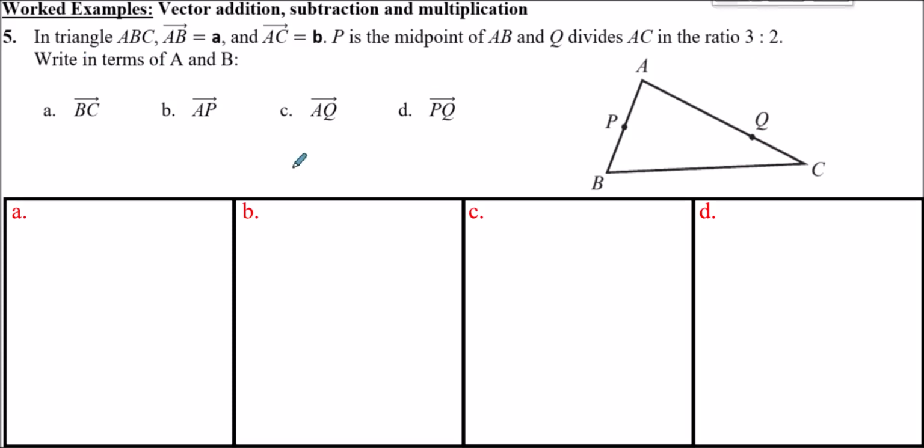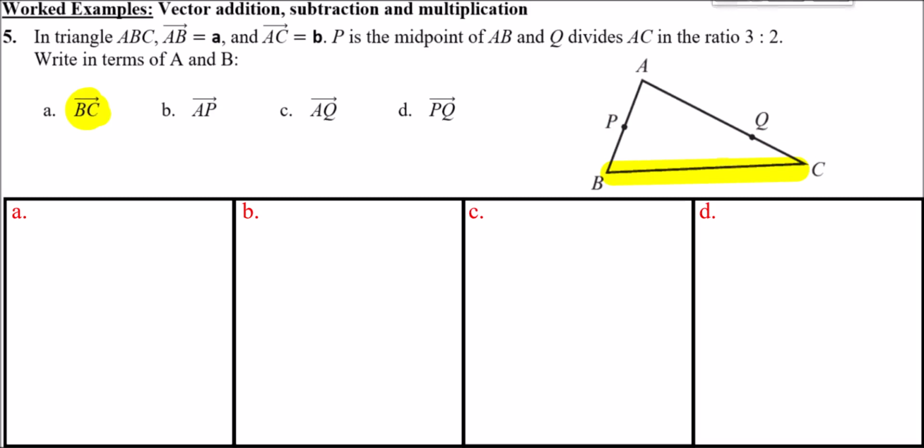Finally, question 5. In triangle ABC, from A to B is A, and from A to C can be represented by vector B. P is a midpoint of AB, and Q divides AC in the ratio 3 to 2. So we need to write, in terms of A and B, these following vectors as below. So first of all, we need to think about from B to C. So from B to C, starting at B and going through to C.